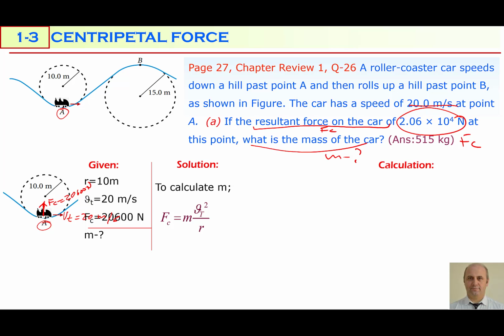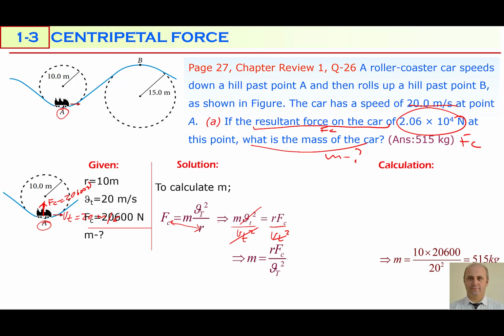We'll calculate m, flip this equation, and first continue with cross product. m vt squared is equal to r times Fc. Because you are going to calculate m, divide by vt squared on both sides, and simplify vt squared on the left side, and you will get mass as r Fc divided by vt squared. r is given, Fc is given, vt is given. Just insert into the equation and calculate the result, which is 515 kilograms. It is the mass of the roller coaster car.